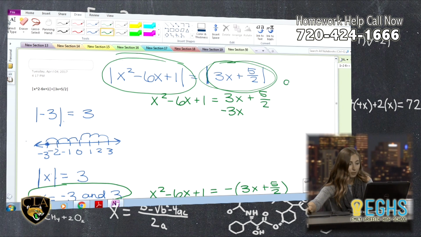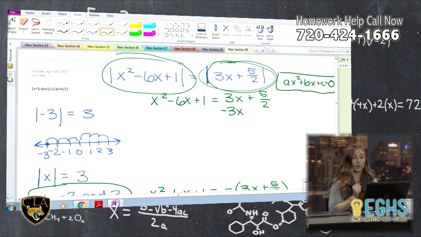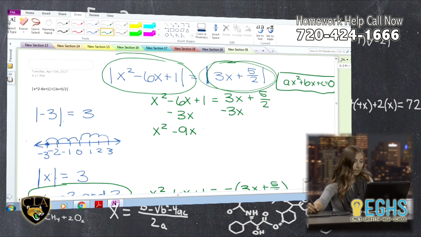And the quadratic formula requires you to get your equation to look like this, make it equal 0 in general form. So that's what I'm going to start out doing: I'm going to make my equation equal to 0 by subtracting 3x from both sides. So that gets me closer to 0. I have negative 9x over here.